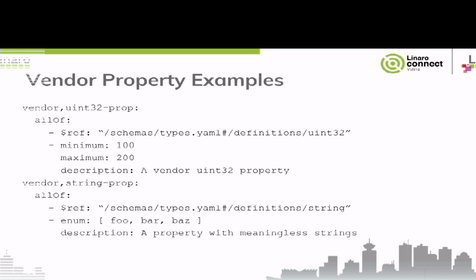Now, vendor properties look a bit different. So the core schema is going to know nothing about the property. So we have to refer back to generally what is its type, and that's done with a reference and the $ref, and that refers back to a definition in the core schema.